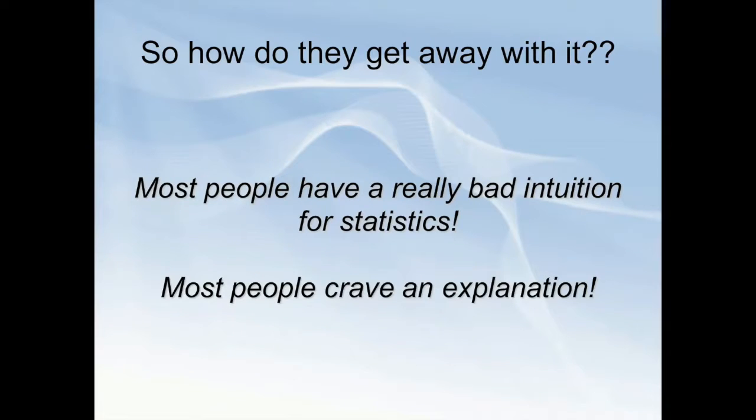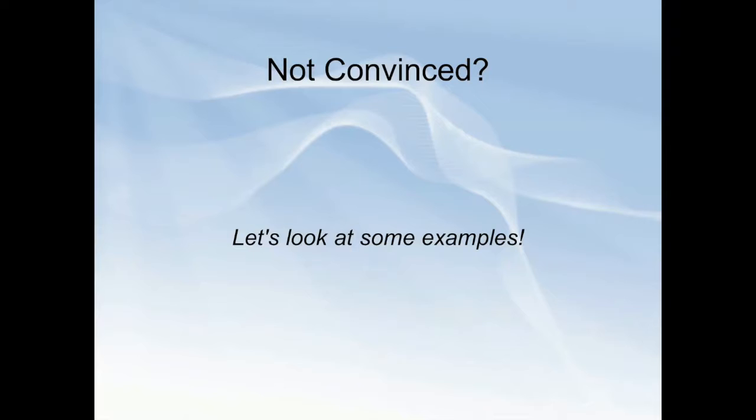So, how do they get away with lying to us? There's two main answers. Most people have a really bad intuition for statistics. Also, people tend to crave an explanation. We like to know why things happen and what causes things to happen. Don't believe that your intuition for statistics isn't strong? Let's take a look at some examples and find out just how strong your statistics intuition is.